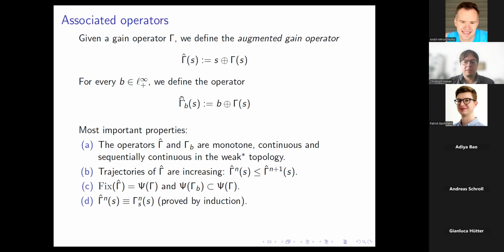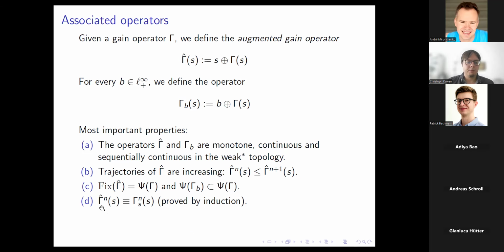And what can we say about the other operator? If we have a point of decay for this operator, then it's also a point of decay for gamma. Because saying that this is a point of decay for this is even stricter than saying that it's a point of decay for gamma, because we have the maximum with B here. So we have this inclusion.